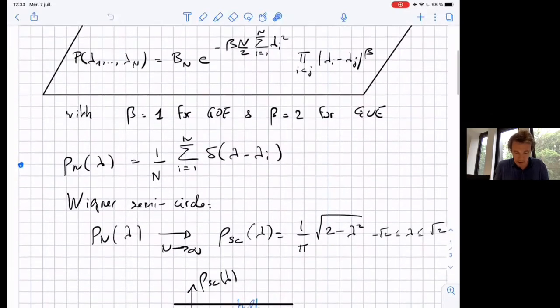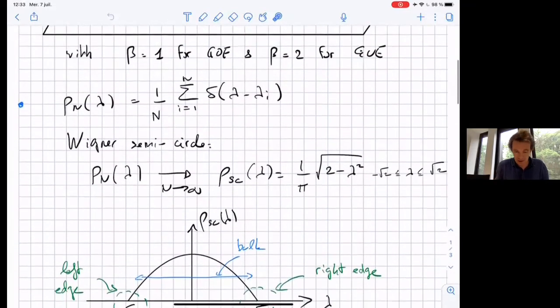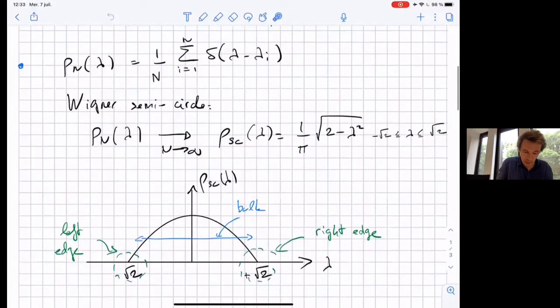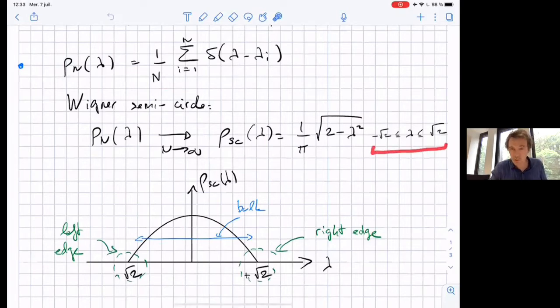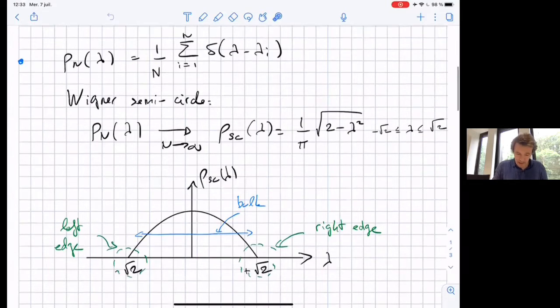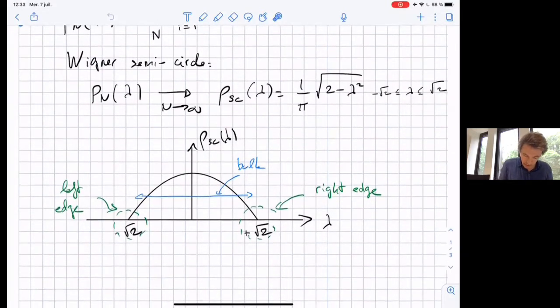And we started to investigate the most natural observable that you might think of, which is the density of particles. And we have seen that in the large n limit, this rho n of lambda goes to a limiting distribution, which is the Wigner semicircle, SC, and which quite remarkably has this finite support between minus square root of 2 and plus square root of 2. And this is here a sketch of this density. So this should be a semicircle here.